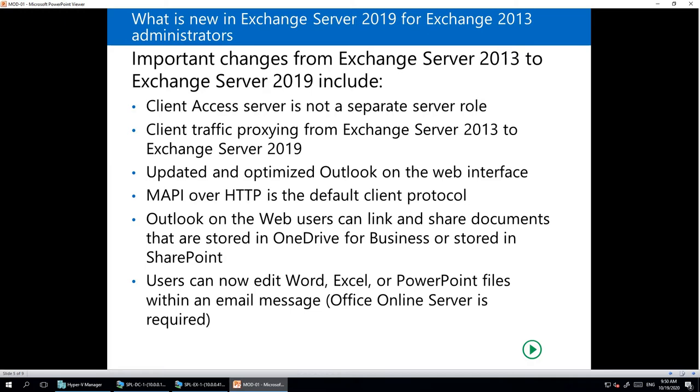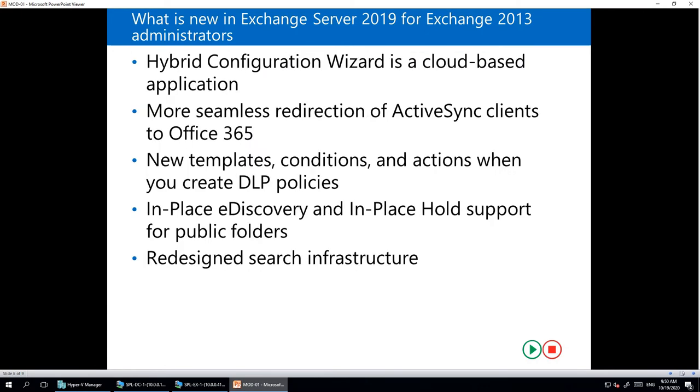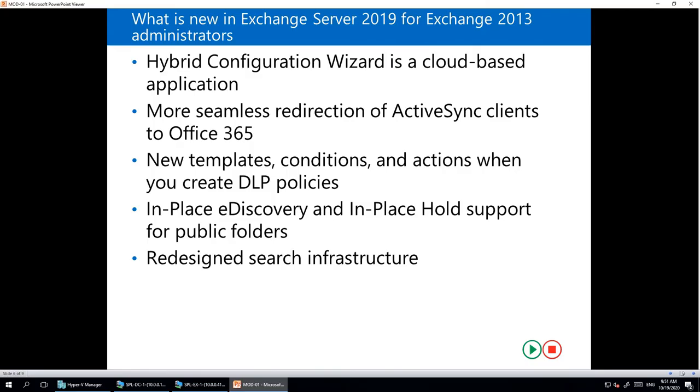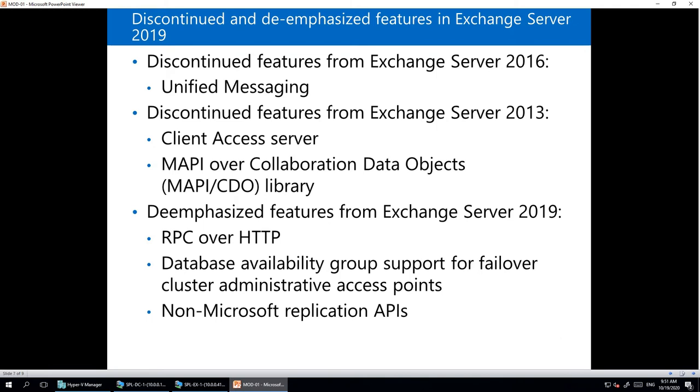Still, if you don't have a client installed, like MS Office, you don't have it installed on your machine. If we talk about comparison, some hybrid configuration wizard and ActiveSync, new templates for DLP policies, in-place discovery, and redesigned search infrastructure are also available in 2019.